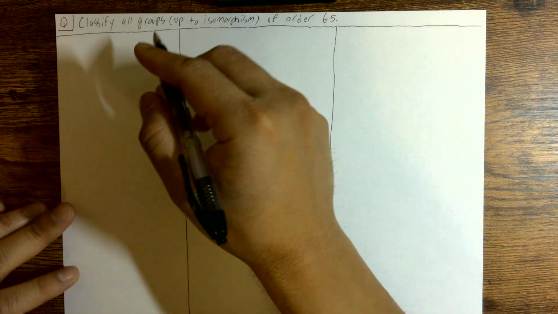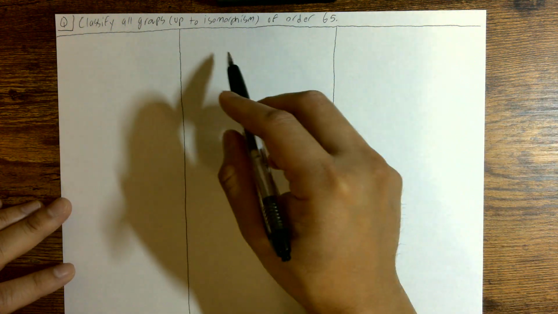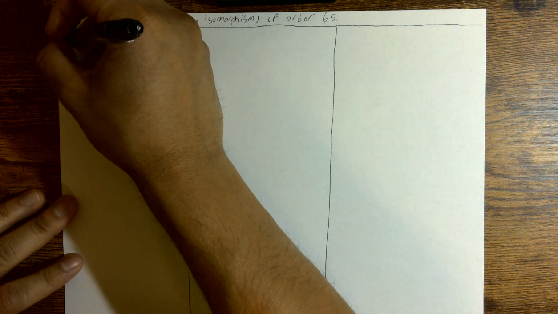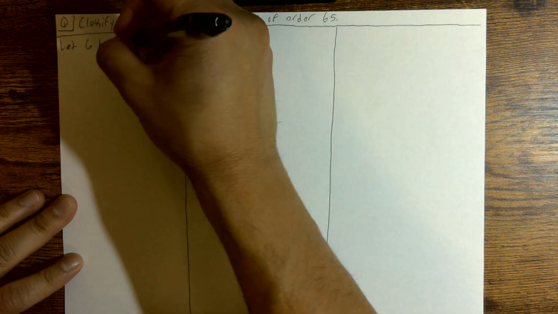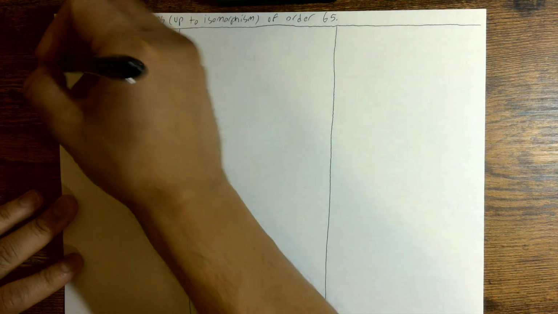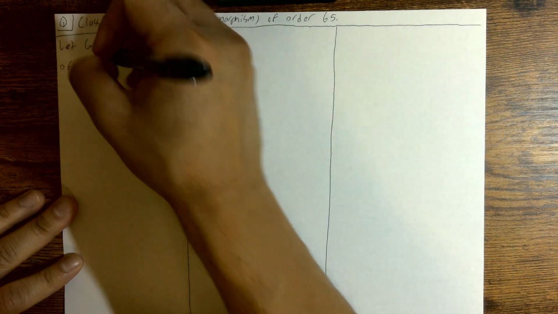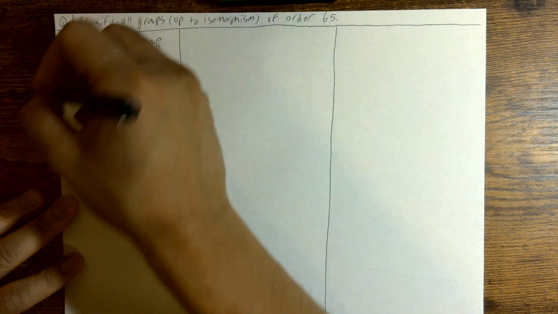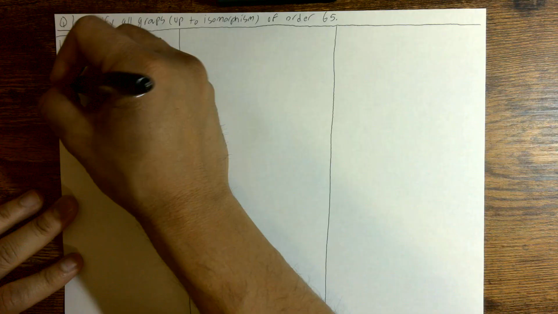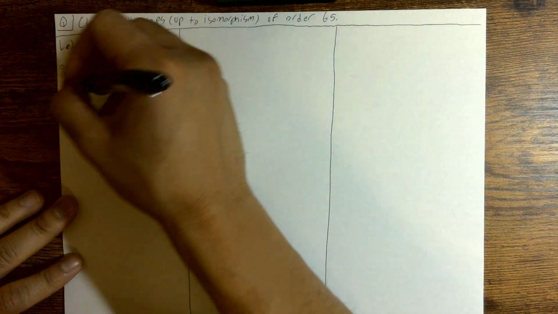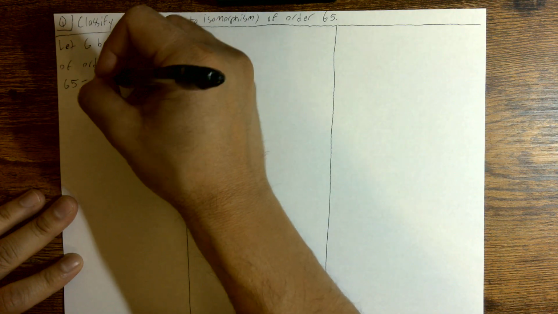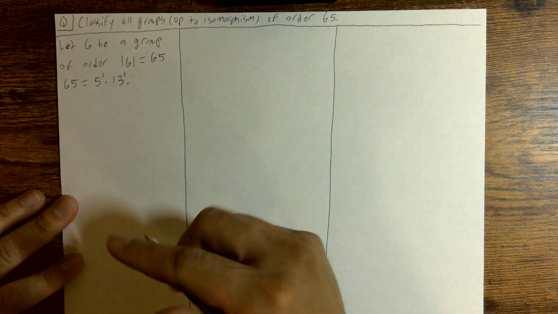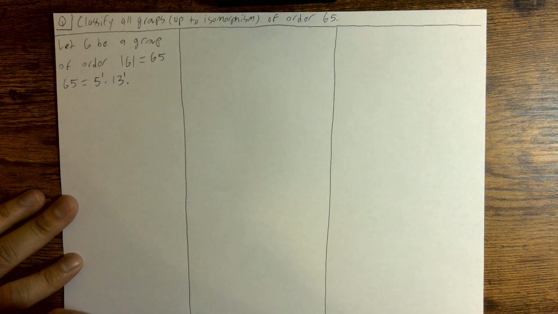Alright, say I ask you to classify all groups up to isomorphism of order 65. So, let G be a group of order 65. Well, 65 is equal to 5 to the power 1 times 13 to the power 1. Note, these are primes.